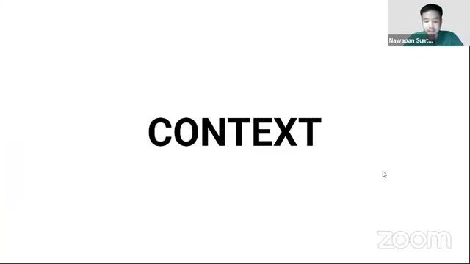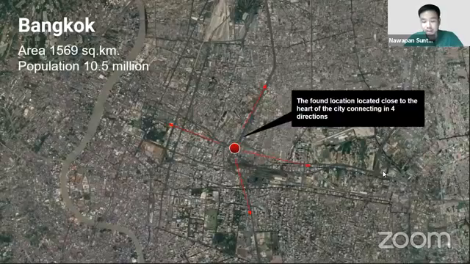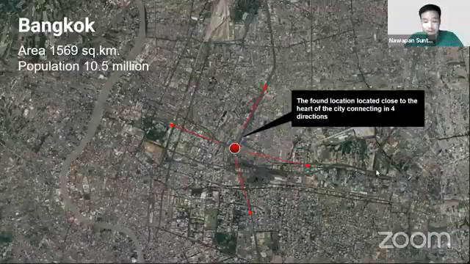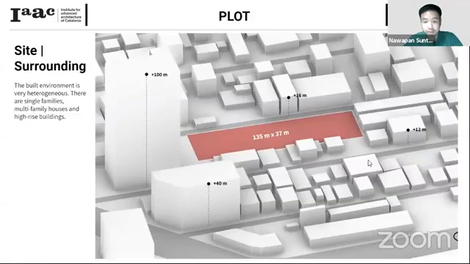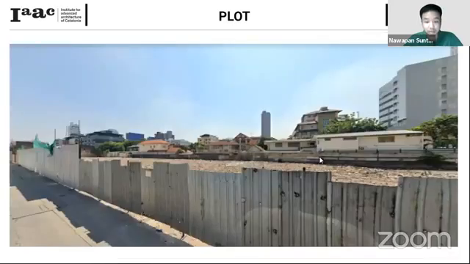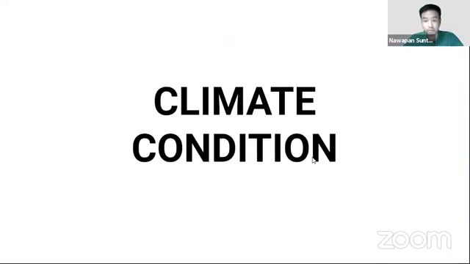So we start with the site. We found the location in the central area of Bangkok, where the plot has the dimensions of 37 by 135. The surroundings are majorly low-rise residential with one high-rise condominium on the south. So here is the image showing the site. As you can see, the plot has no shading, and most of our neighbors are low-rise residential, which will be considered in the climatic issue.